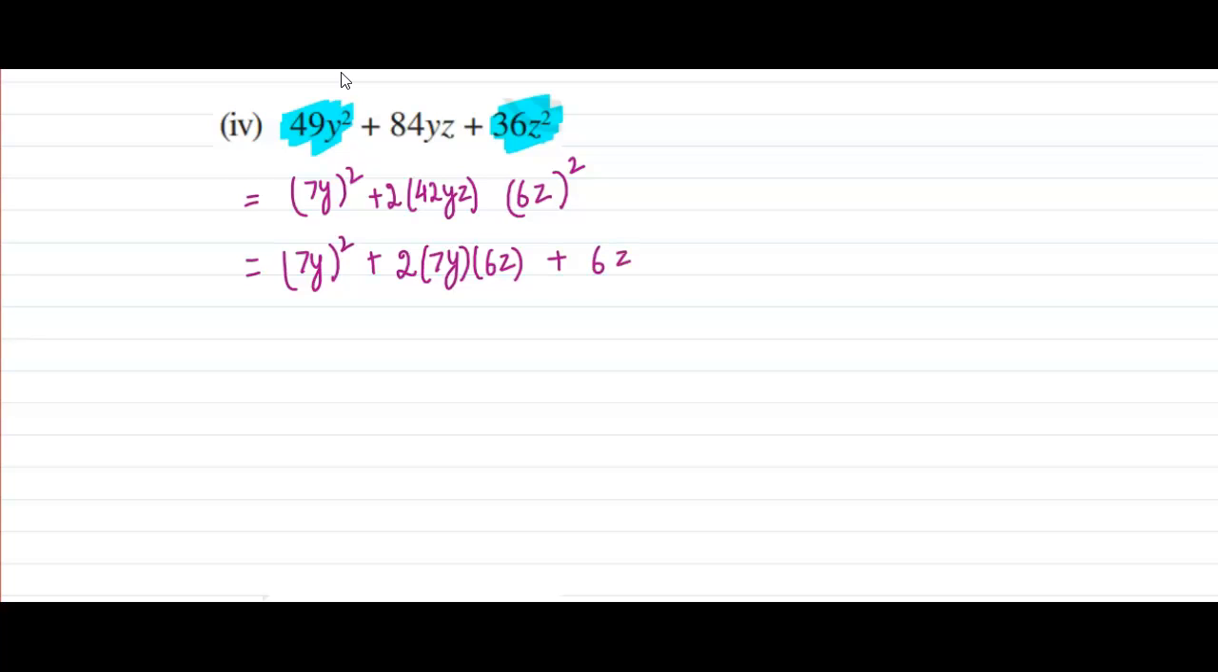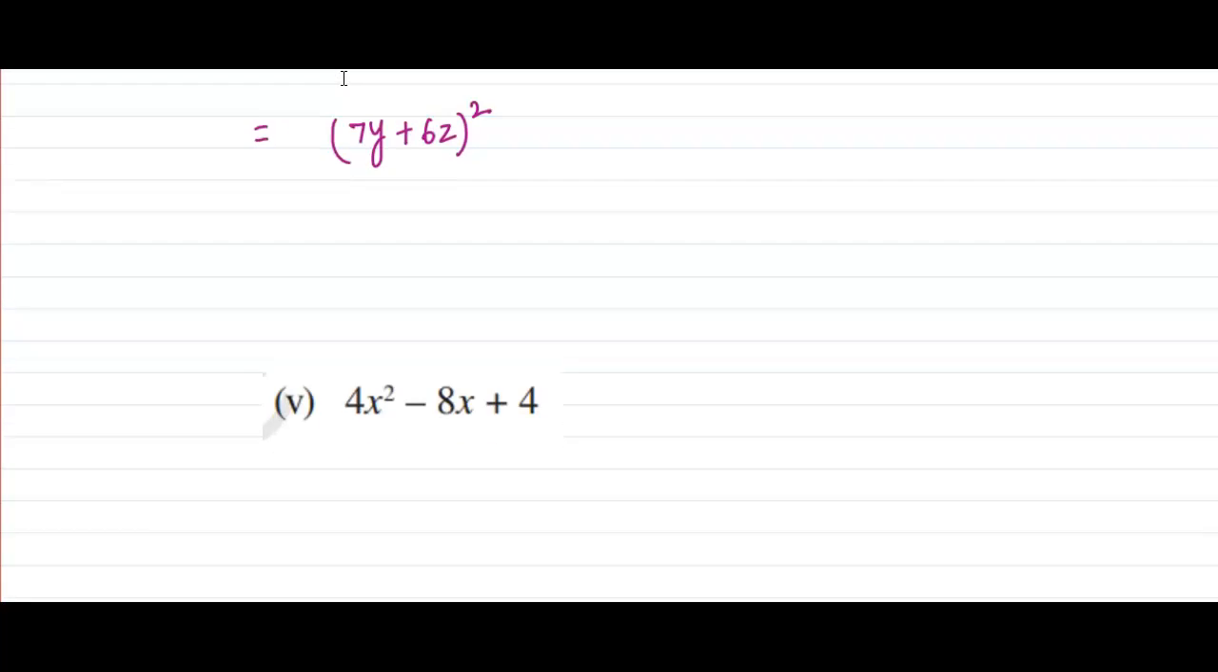So now this looks exactly like a square plus 2ab plus b square. So this can be condensed as (7y plus 6z) whole square. So we have factorized this expression as this. So let's move on to the next one.